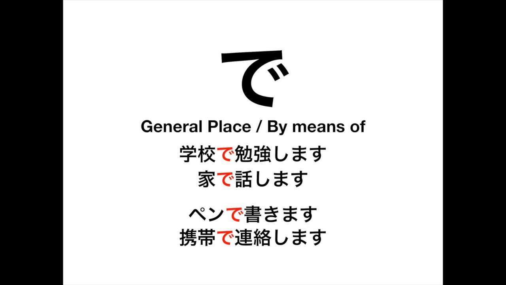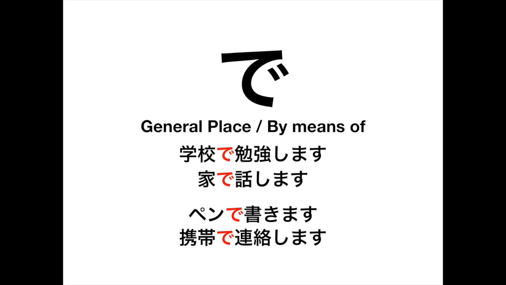Okay, so the next sentence is by means of. So the first of the two says ペンで書きます, which is I write by means of pen. So I use a pen to write. And then the next one is 携帯で連絡します, which is I contact by phone. Okay, so by means of the phone, I contact somebody or whatever.